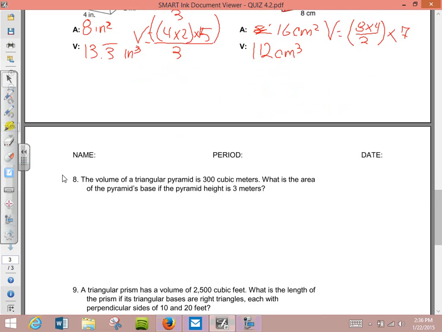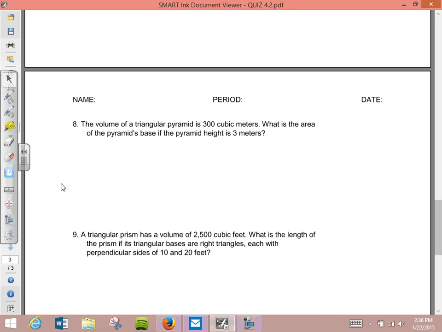All right, the next one. That's probably one of the most important ones that you need to understand. And the last one, too. And if you're not here, it's going to be on Edmodo, so be prepared for that. All right, the volume of a triangular pyramid is 300 cubic meters. What is the formula for a triangular pyramid?